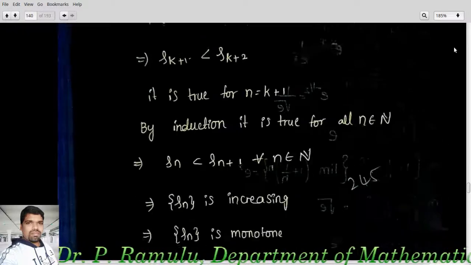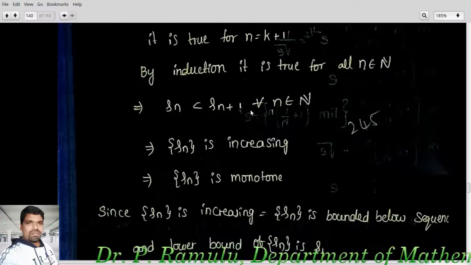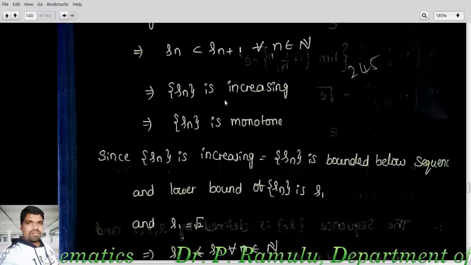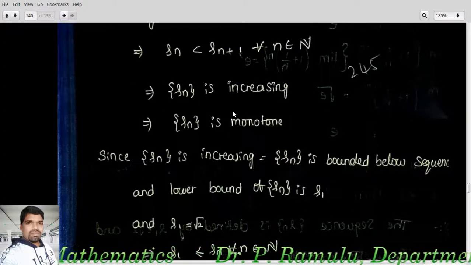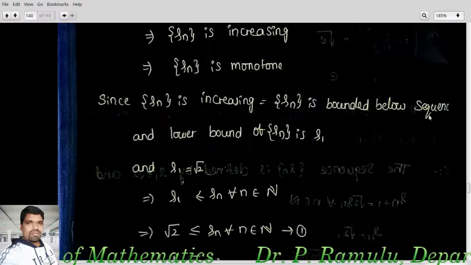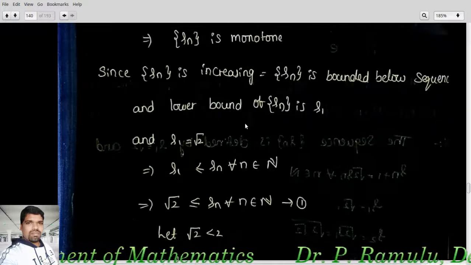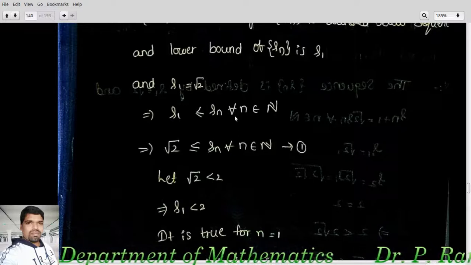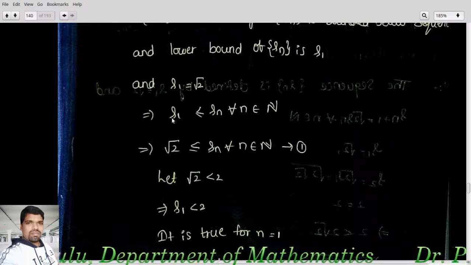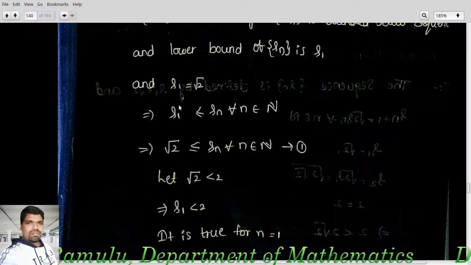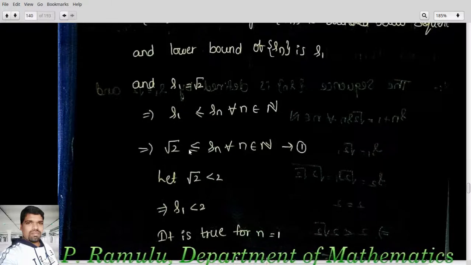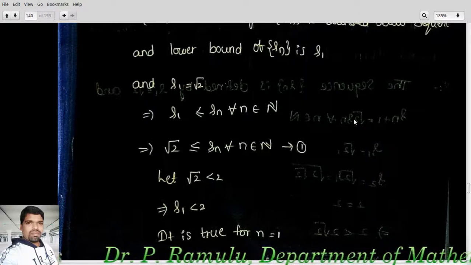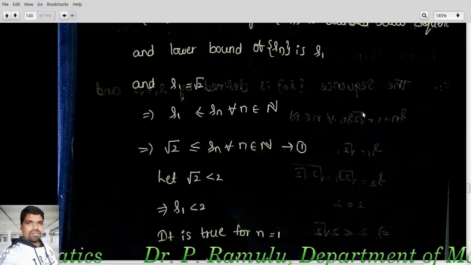So Sn is less than Sn plus 1 for all n belongs to N, which implies Sn is increasing, so Sn is monotone. Since Sn is increasing, it is bounded below, and the lower bound of Sn is S1, which is root 2. Therefore root 2 is less than or equal to Sn for all n belongs to N. Now I want to find the upper bound of Sn.